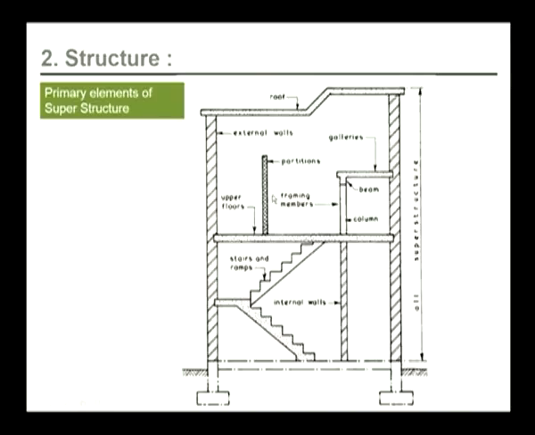So these are the various components in this illustration. This illustration describes the various components of the superstructure. Coming from the top, this is a roof. These are the external walls. This is a partition. These are the framing members. These are the beams. These are the columns. These are the galleries. This is an upper floor slab. All these are parts of the superstructure. These are the stairs and ramps. These are the internal walls. And all this you see from the ground floor level, from the top of the ground floor to the top of the roof, the parapet. All this are part of the superstructure.